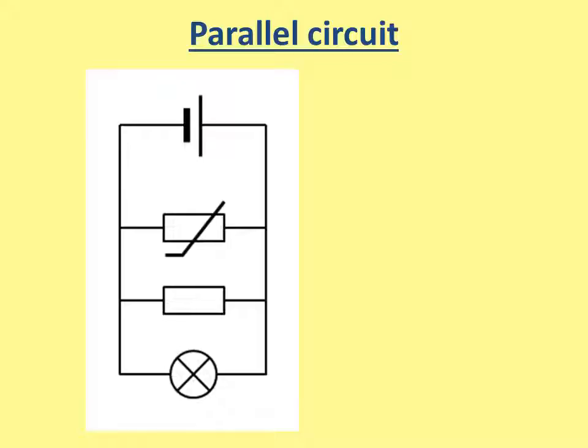A series circuit is arranged so the electrons can flow through each component one after the other. This is an example of a parallel circuit, where the wire splits up and allows the current to flow through each component at the same time. In this example, we have a cell at the top, a thermistor, a resistor and a lamp, all parallel to each other, and this is what defines a parallel circuit.